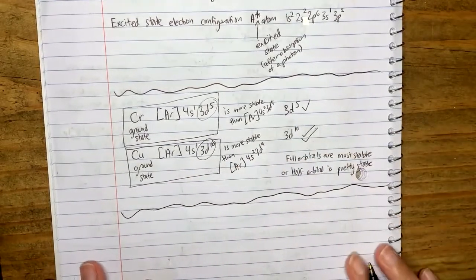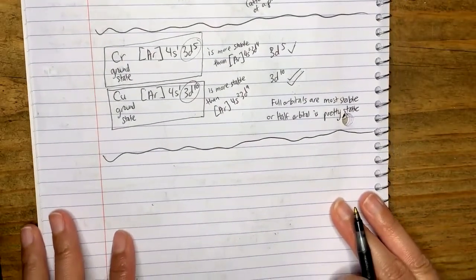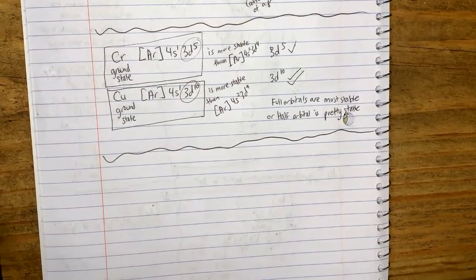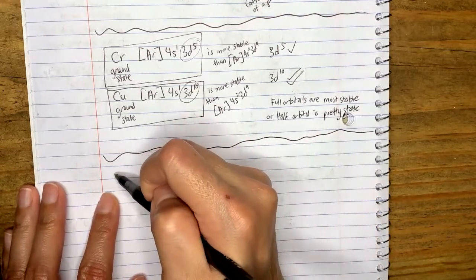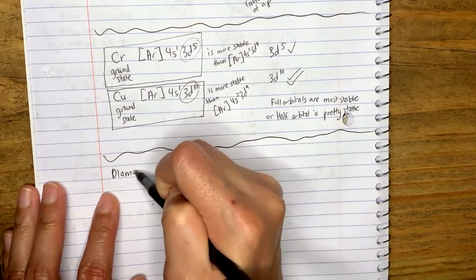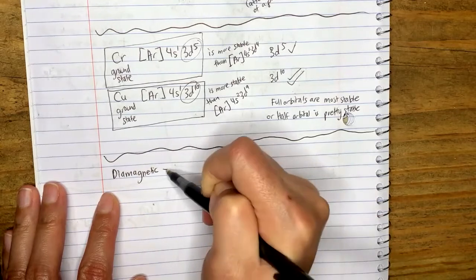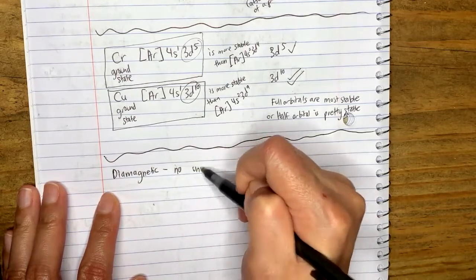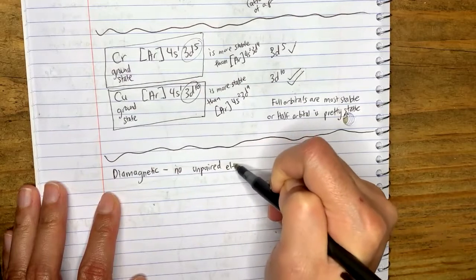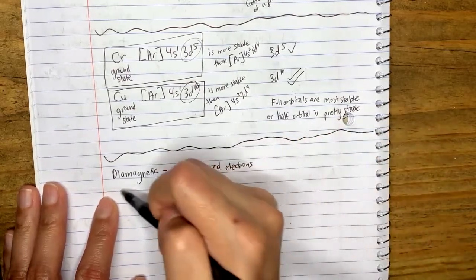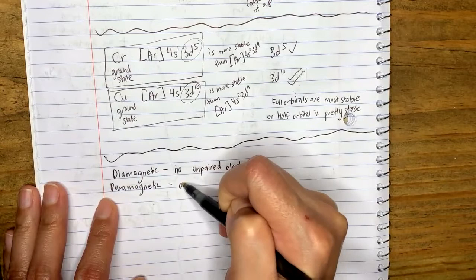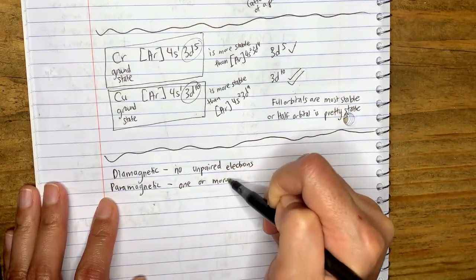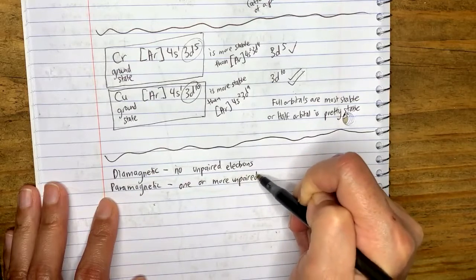Okay, now we want to go ahead and do more electron configuration. Now I want to show you how to look at paired versus unpaired electrons. So we'll go ahead and define what paired and unpaired electrons mean. Diamagnetic is anything that has no unpaired electrons. And paramagnetic is anything that has one or more unpaired electrons.